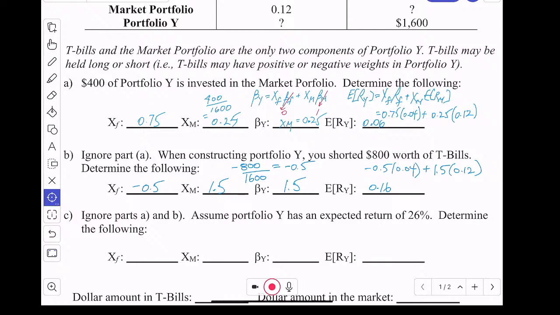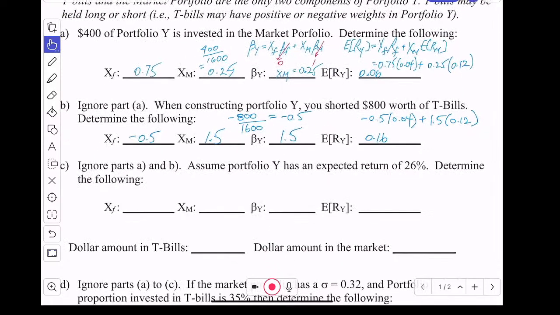Okay, now again, ignore parts A and B and instead assume Y has an expected return of 26%. So in other words, I know this one, but I have to find all the weights. Now that's really high. So it's probably going to be short selling again. So it's a matter of finding what that weight is.